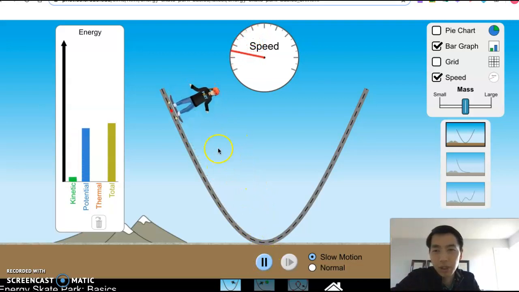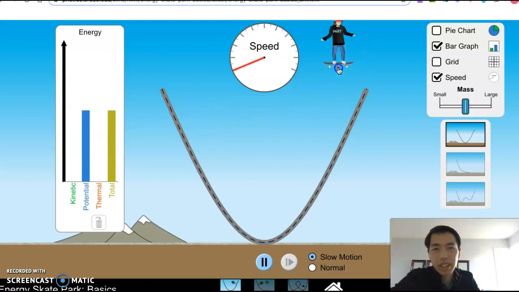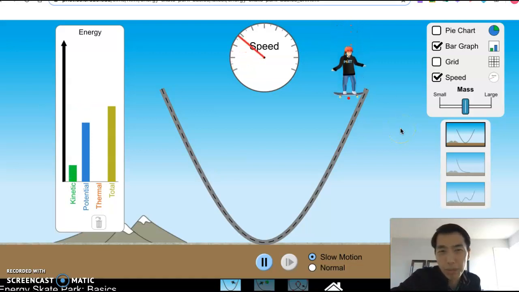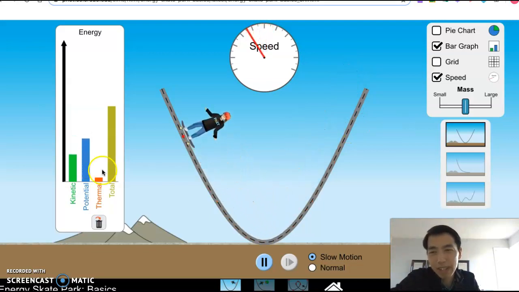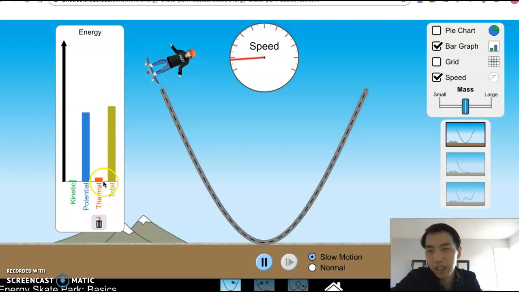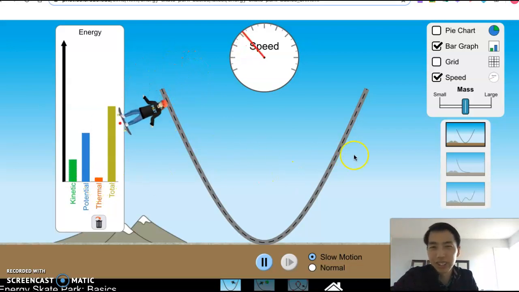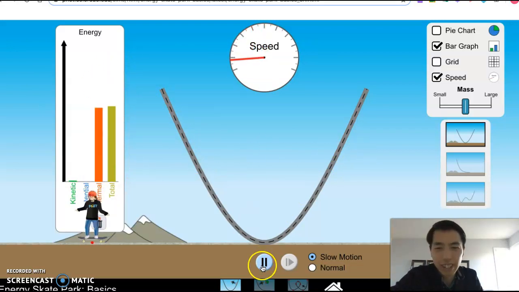I'm just going to do one other thing here. So I'm going to drop the skateboarder from a height. So she'll fall on the track. Boom, falls on the track. And you may have noticed I got a little bit of thermal energy. Okay, so, oh, and oops, she went too fast and fell off.